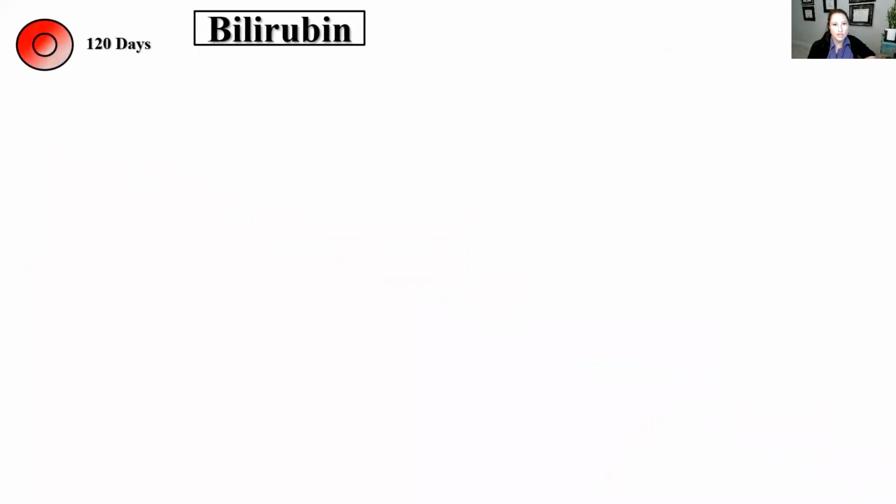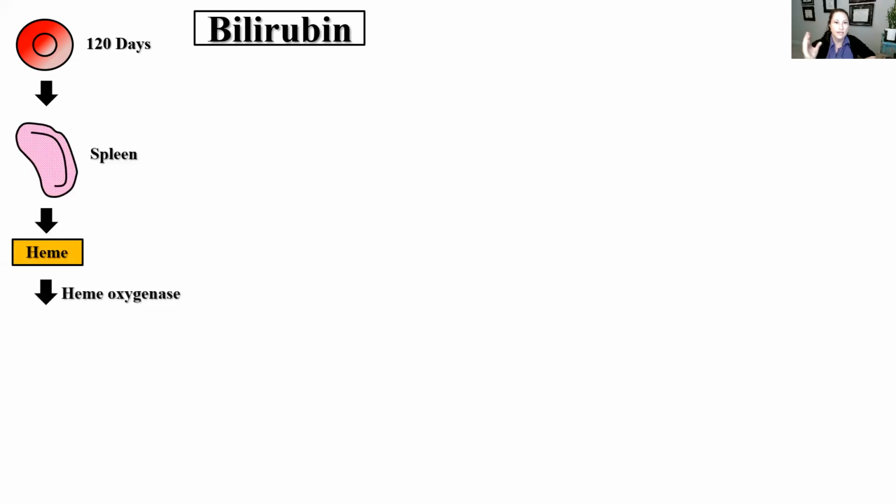Let's talk about the life cycle of bilirubin. It's important to understand this because this unit has a lot to do with the life cycle of the red blood cell. We will also review this again when we get into our GI unit because it's important for that one too. In a normal healthy person, the lifespan of a red blood cell is about 120 days. Then it gets chewed up by the spleen, and that will release heme. Heme is then converted with heme oxygenase and it becomes unconjugated bilirubin.